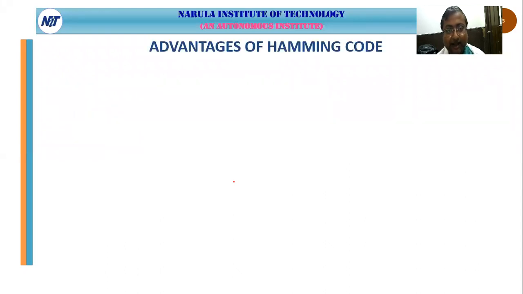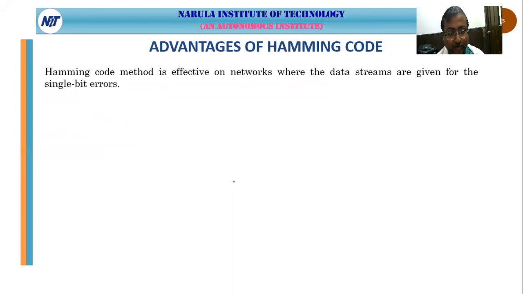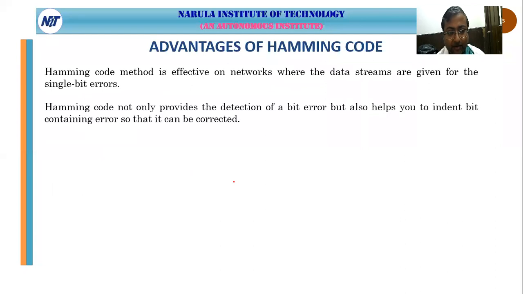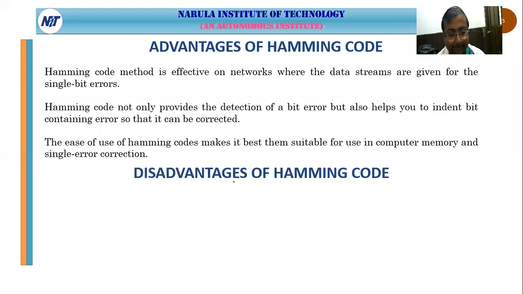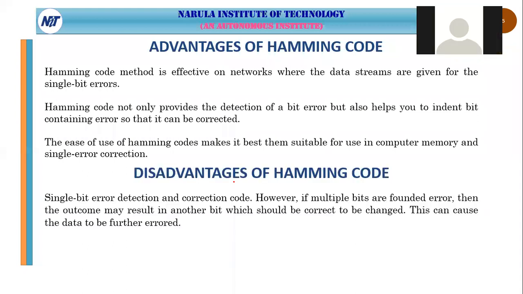Now come to the advantages of the Hamming code. There are so many advantages. The Hamming code method is effective on networks where the data streams are given for single bit errors. Hamming code not only provides detection of a bit error, but also helps you identify the bit containing the error so that it can be corrected. The ease of use of the Hamming codes makes them best suited for use in computer memory and single error correction. But some disadvantages are also there.